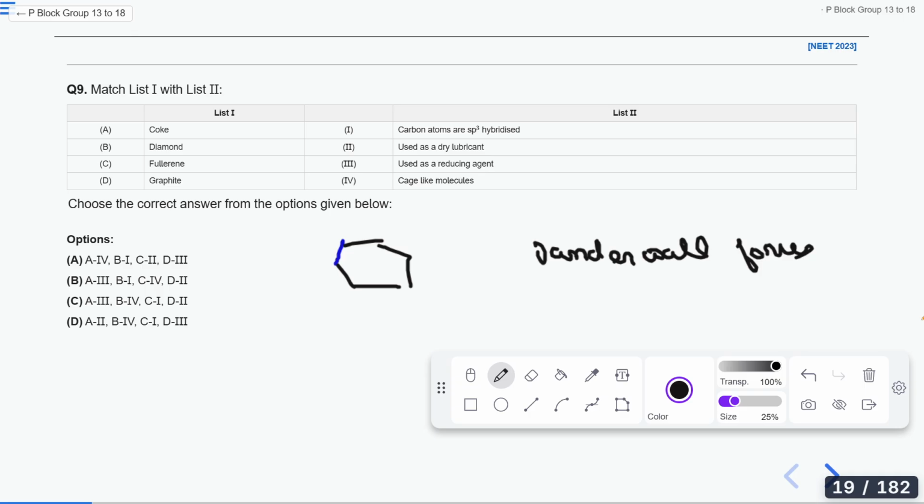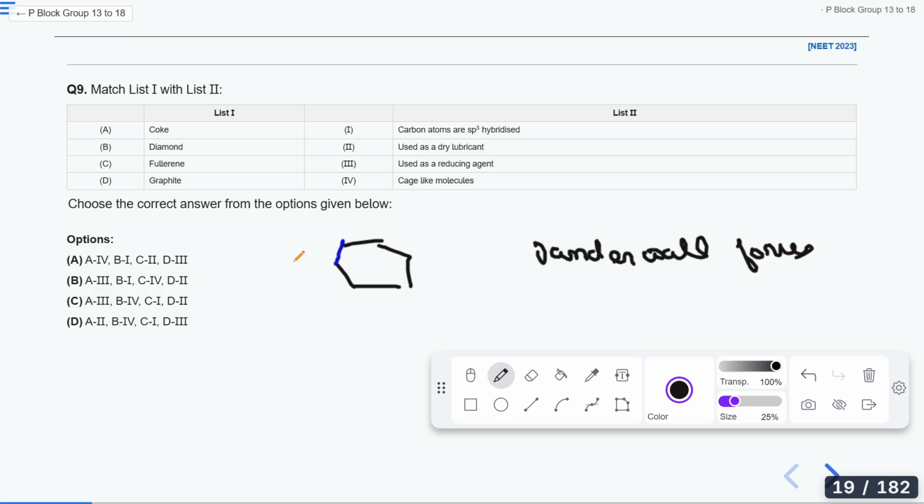Similarly, graphite also has this lubricancy because its layers are not very tightly attached to each other. They can glide or float over each other, and hence they can be used as lubricant. Is it clear to everyone? Anyone is having any doubt?